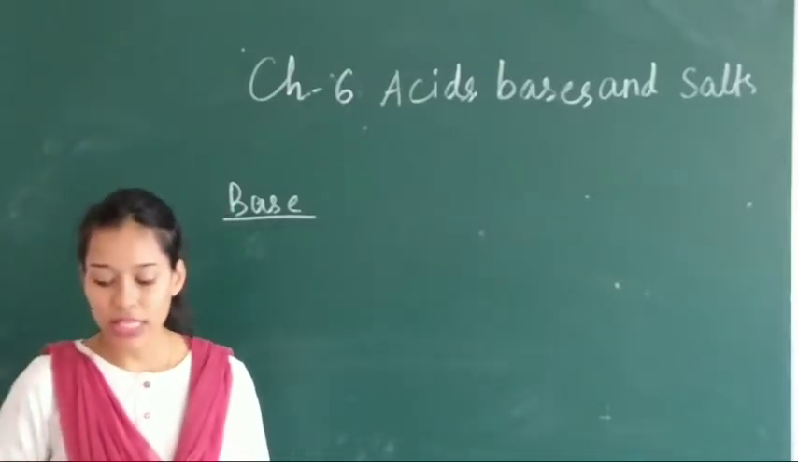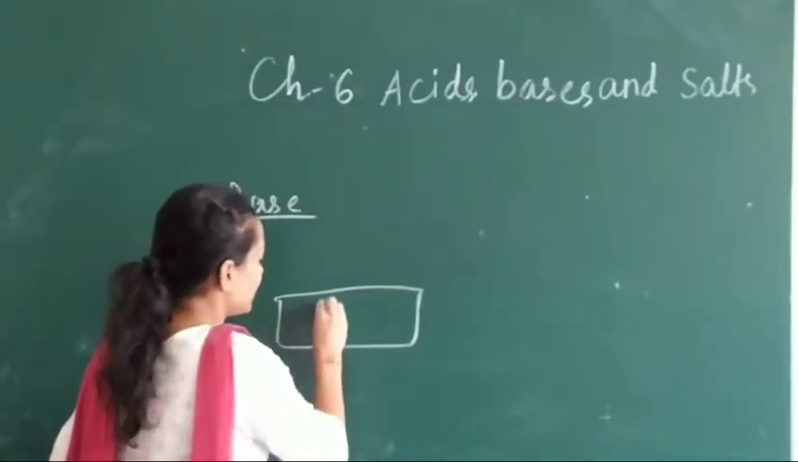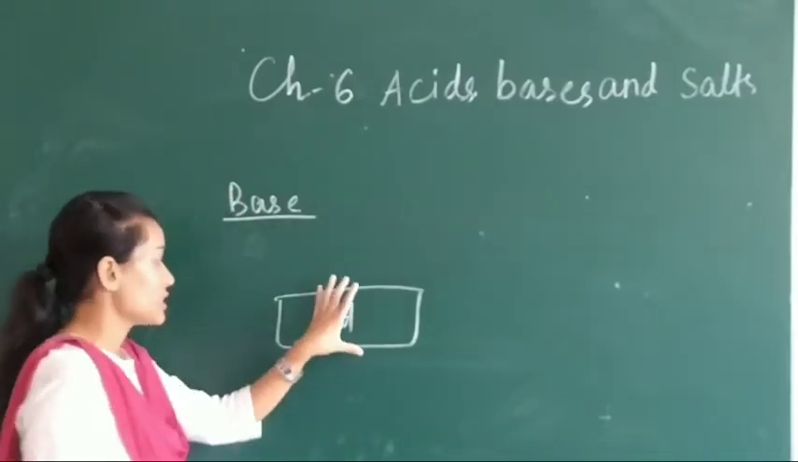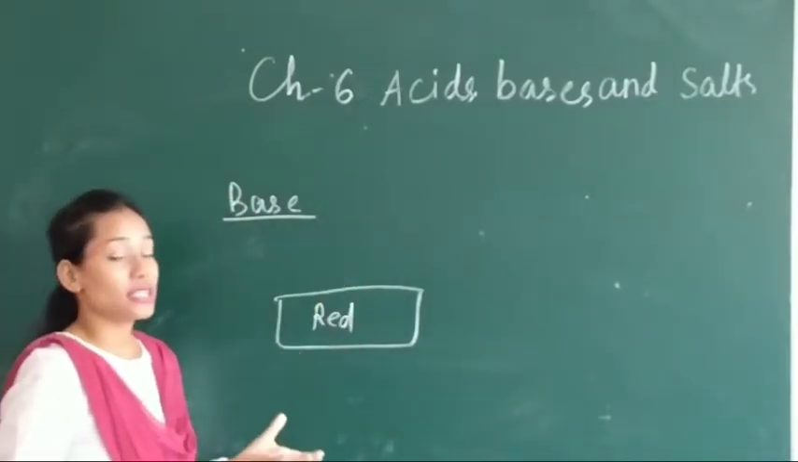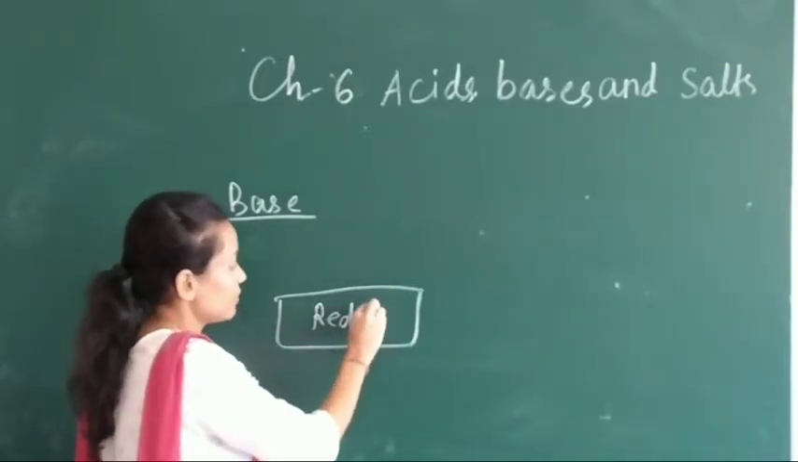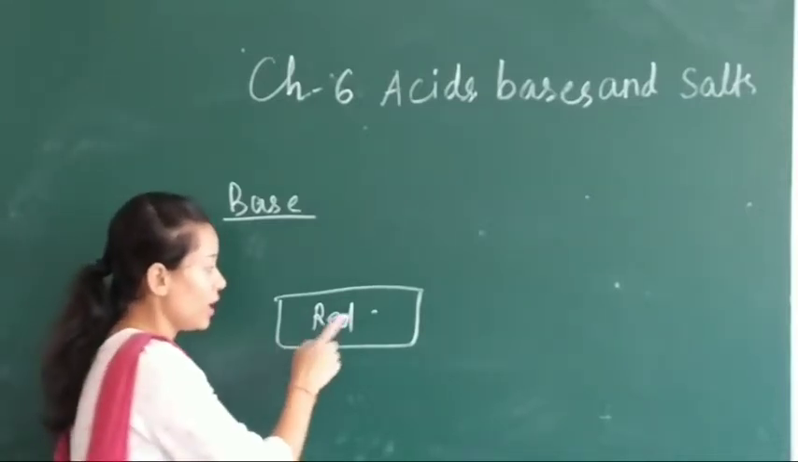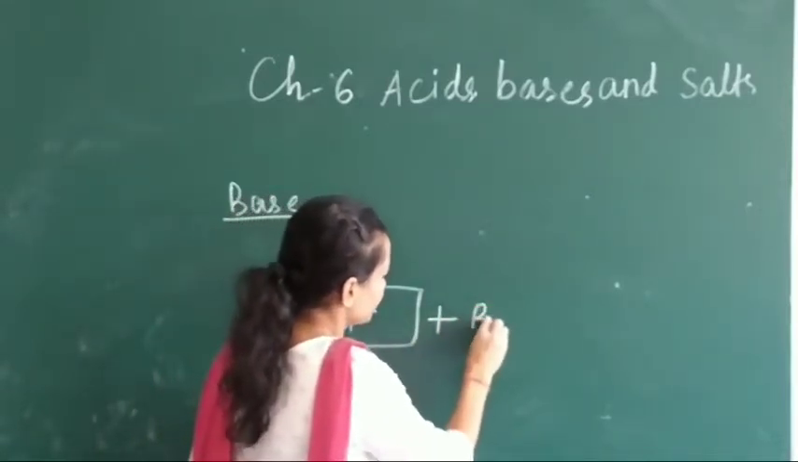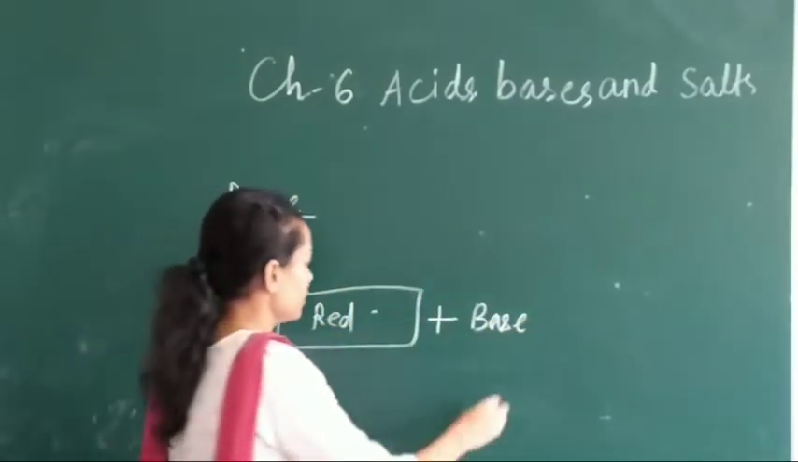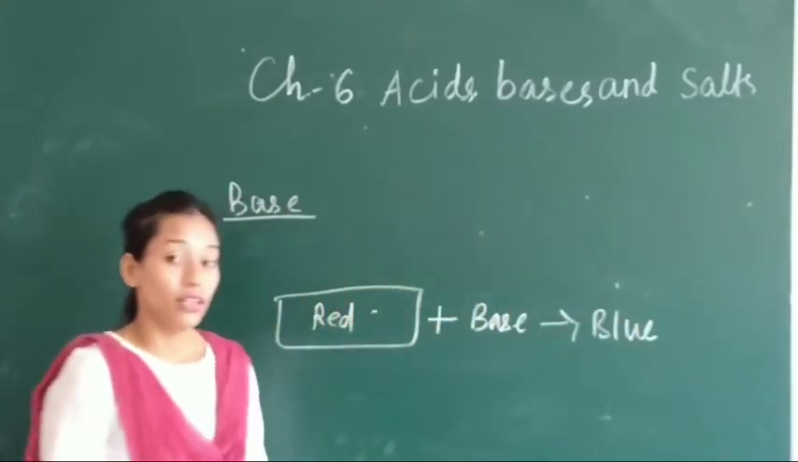Now what happened? Bases turn red litmus blue. See what happened? Red litmus, it is an indicator. Okay. We use this litmus paper to see whether a substance is an acid or a base. It is red in color. What happens if you dip this red litmus in acid? It will not change the color. But if you put it in a base, what happens? The color will turn blue. Okay. Understood?